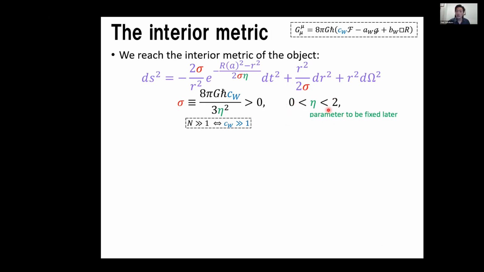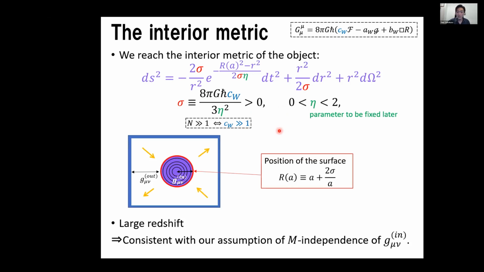But the eta takes this range. And here, our CW plays a role of the degrees of freedom n. So here we assume CW is large. And then the position of the surface is determined explicitly like this. As you can see, the second term is much, much smaller than our Schwarzschild radius itself. So this object looks like a usual black hole from the outside.